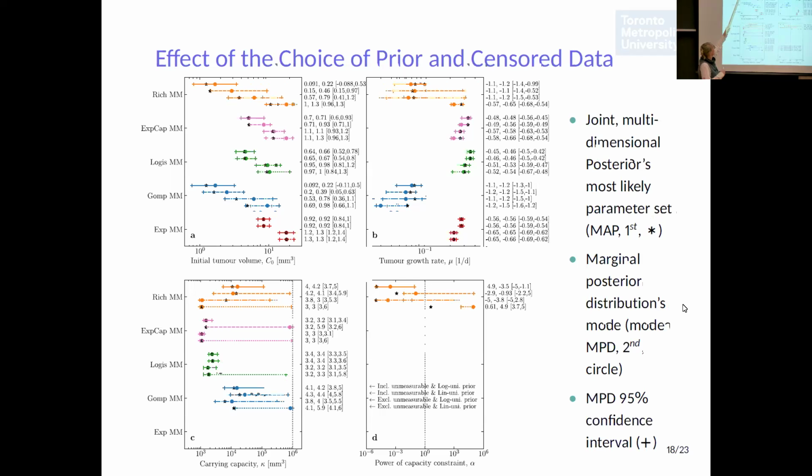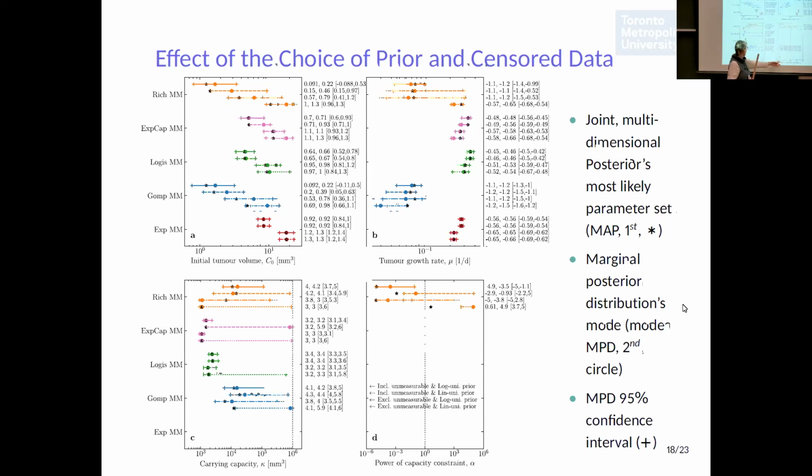So there are different ways of estimating what the value should be. They're close when we do all the things I said we should do: include unmeasurable data and use a log uniform prior. They're very far apart when you don't do those two things, and they're very statistically different estimates. This is on the order of 10 here.